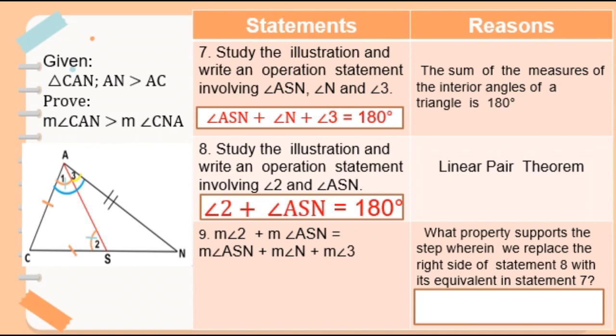Alright? So based on statement number 7 and 8, measure of angle 2 plus measure of angle ASN is equal to measure of angle ASN plus measure of angle N plus measure of angle 3. So the reason is, what property supports the step wherein we replace the right side of statement number 8 with its equivalent in statement number 7? Alright, so this property is transitive or substitution.